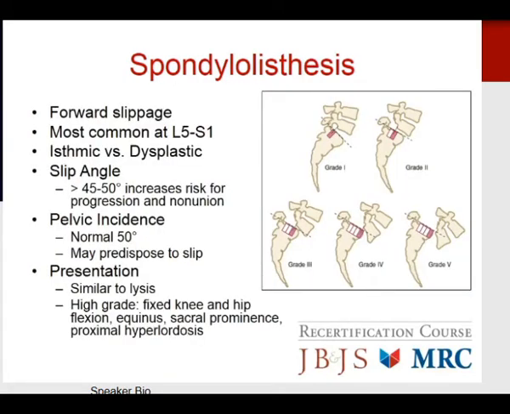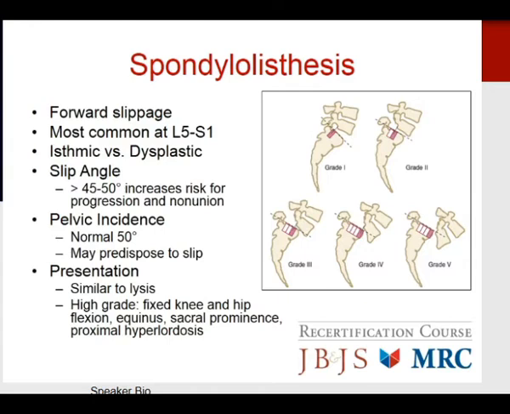Spondylolisthesis refers to a forward slippage of one vertebra on the other. And in children and adolescents, this is most commonly seen at L5 on S1. Isthmic spondylolisthesis refers to a slip in spondylolysis due to repetitive hyperextension and a fracture. Dysplastic spondylolisthesis refers to a congenital deformity of the pars or congenital elongation of the pars.